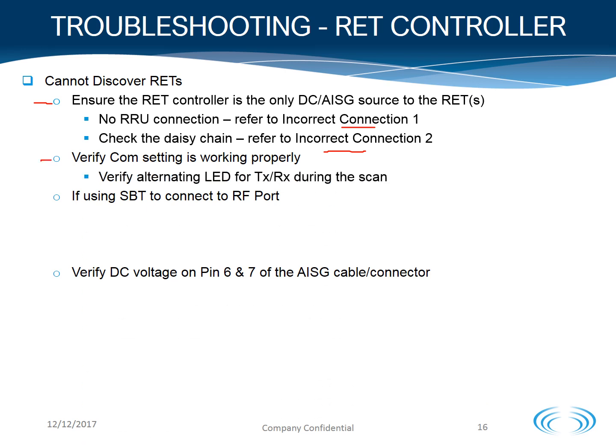The JMA RET controller will have the LED flashing red and green if the COM has been set up properly during the scan. If it's not alternating red and green, that means that the COM setting has not been properly established.